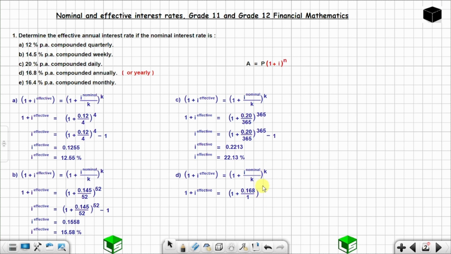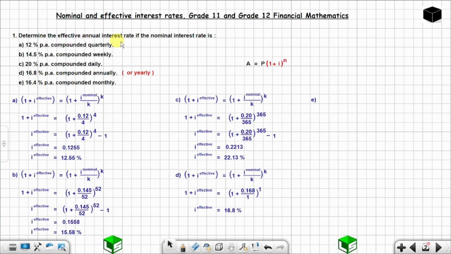You can put a 1 there if you want, or you can leave it like this. Okay, let's put a 1. When it is compounded annually, just know that the effective annual interest rate is equal to the nominal interest rate. So the effective annual interest rate is equal to the nominal interest rate when it is compounded annually. Okay, now question E.